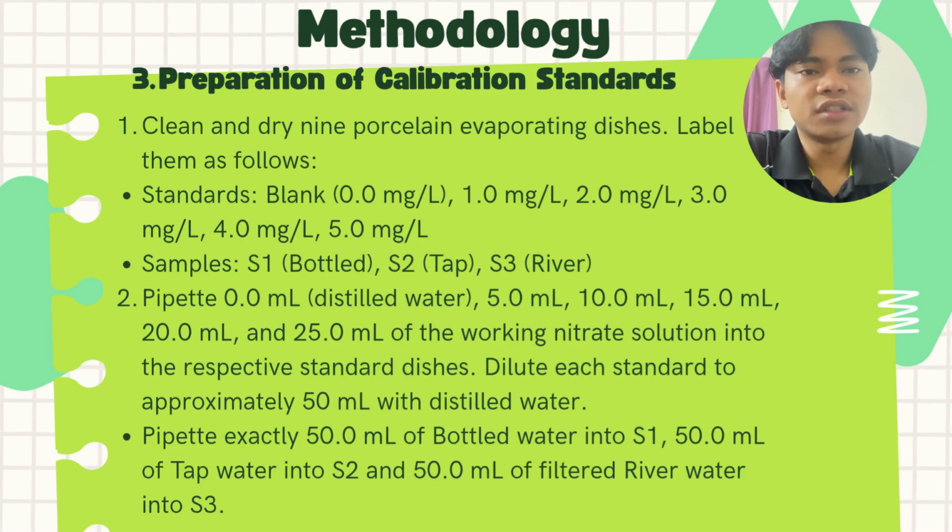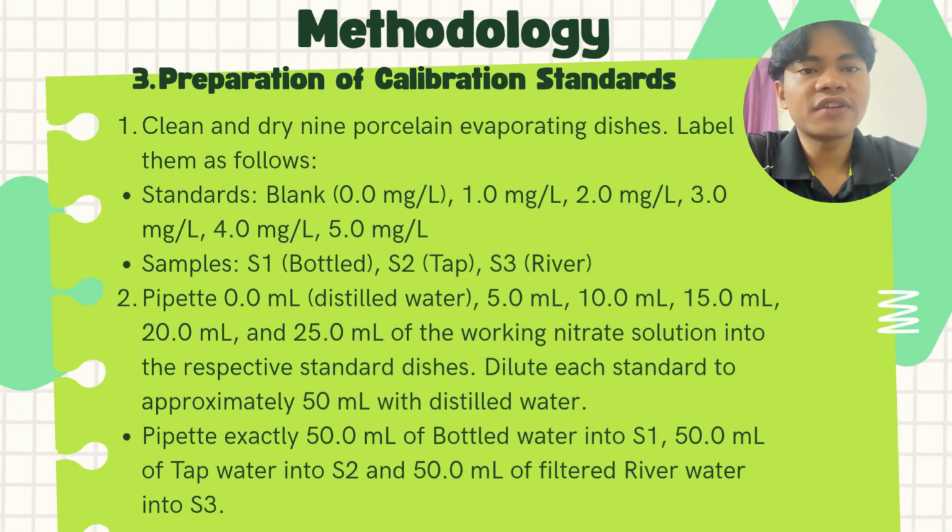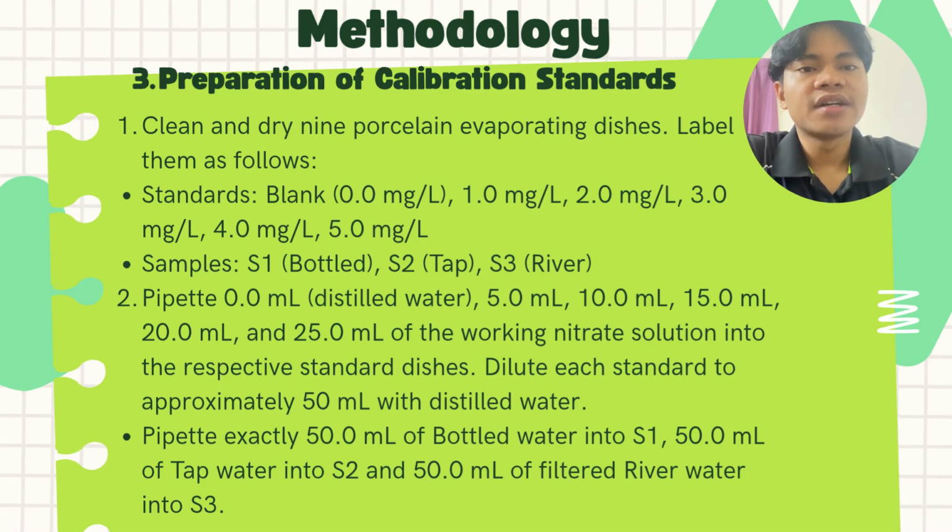Next, I will continue to preparation of calibration standards. 6 standard nitrate solutions with concentrations ranging from 0 to 5 mg per liter were prepared by pipetting different volumes of the working nitrate solution and diluting each to approximately 50 mL with distilled water. At the same time, 50 mL of each filtered water sample was transferred into separate evaporating dishes.